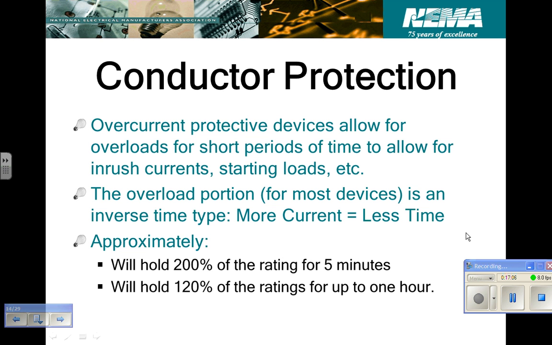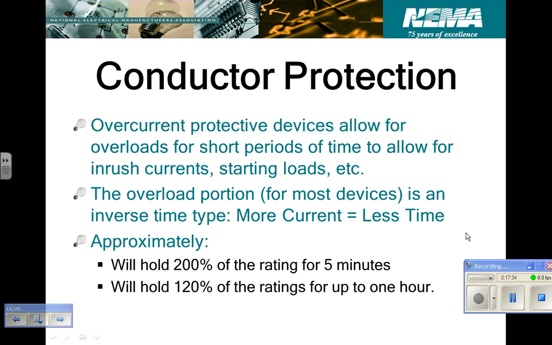And conversely, if the overload is very slight, with an inverse time circuit, how long will it take to trip a 20 amp circuit breaker at 25 amps? Somebody take a wild guess. Would anybody believe me if I told you about 3 hours? Because the overload is only a small percentage, right? It's 20%. And it might be 3 hours.